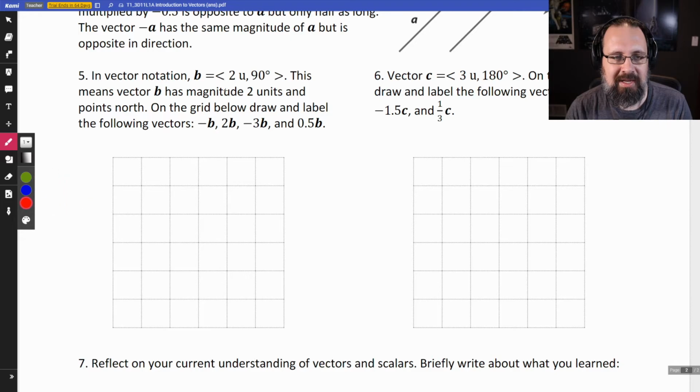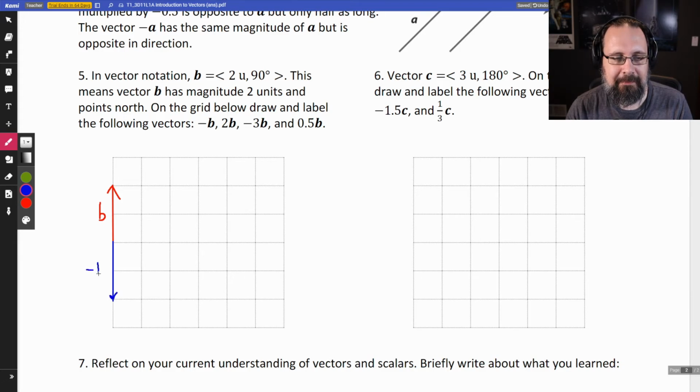All right, so I'm going to go to the drawing tool. I'm going to choose red, and I'm going to draw this vector B, 2 units at 90 degrees. So starting here, I'm going to hold shift and click, because when you hold shift, it forces it to be a line. I'm going to go 2 units north, put my arrow in there, and label this as vector B. So what's vector negative B? Well, vector negative B would also have 2 units, but instead of pointing north, it would point south. So I'm going to go to the same point, hold shift, click, go down, and label that.